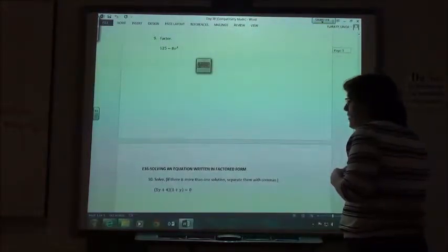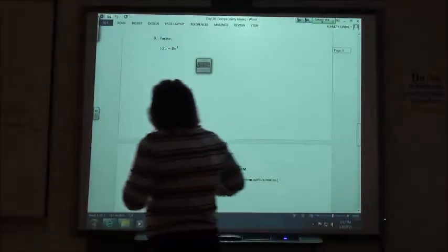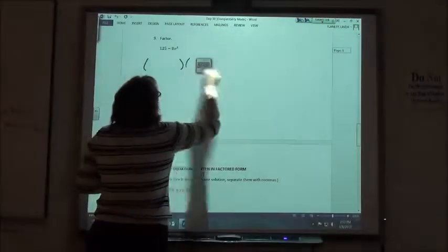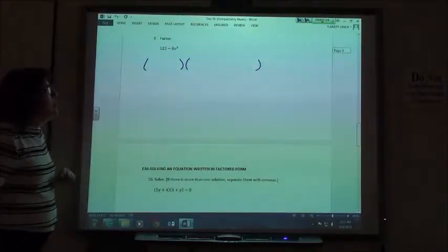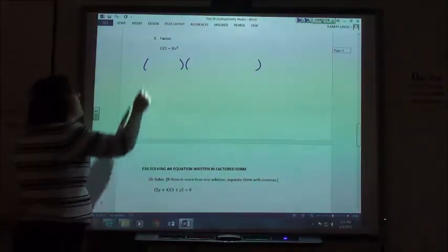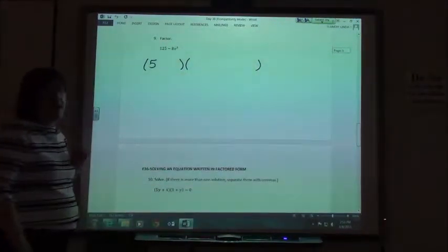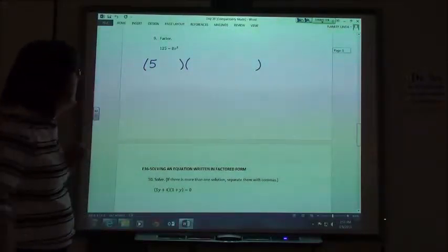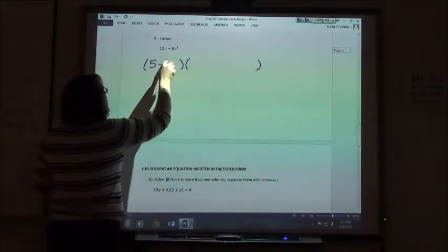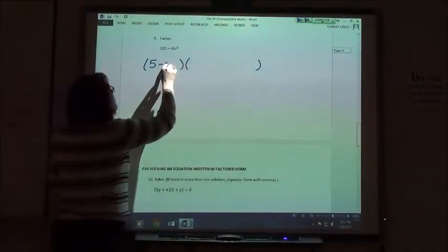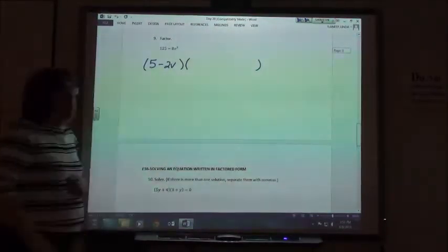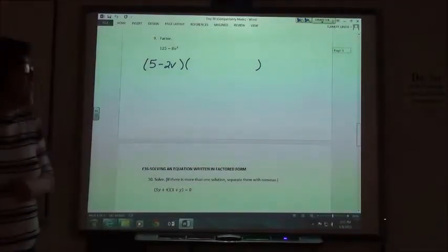So number 9, I'm going to factor those cubes. I've got one with 2 terms, one with 3 terms. Cube root of 125 is 5. 5 times 5 times 5 is 125. Same sign, so plus. Cube root of 8v cubed: cube root of 8 is 2, so I'm going to have 2v. 2v times 2v times 2v is 8v to the third.